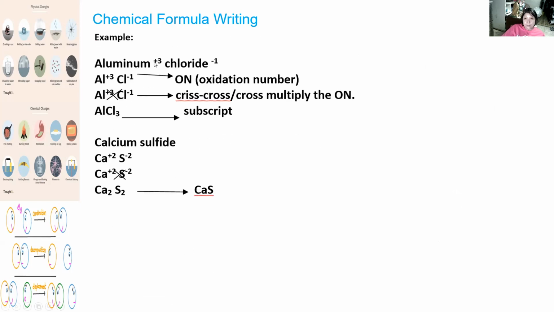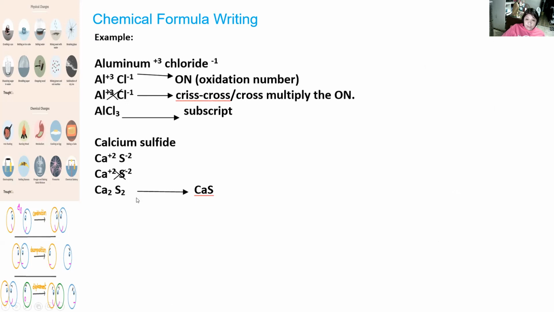Aluminum chloride. Aluminum has positive 3, chlorine has negative 1. So this is the oxidation number on the upper right-hand corner: aluminum is positive 3, while chlorine is negative 1. Then we cross multiply these two oxidation numbers, so we arrive at aluminum trichloride.